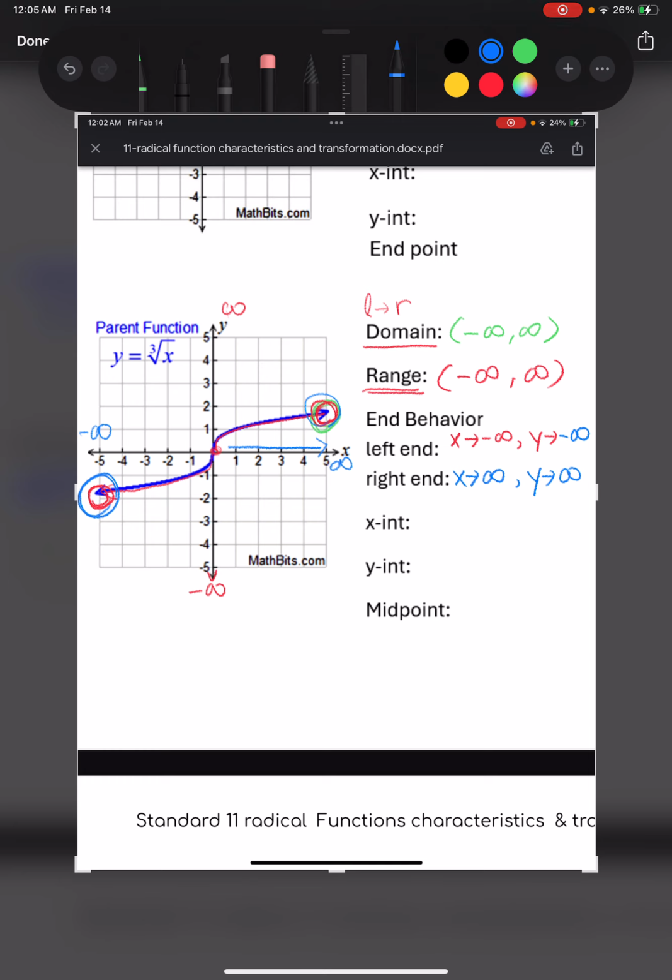Then we're going to talk about the x-intercept and y-intercept. Where the graph crosses the x-axis is right here. So it's (0, 0). And where the graph crosses the y-axis is right there. So again, it's (0, 0). And that point is also right in the middle of the graph, so that's called the midpoint.